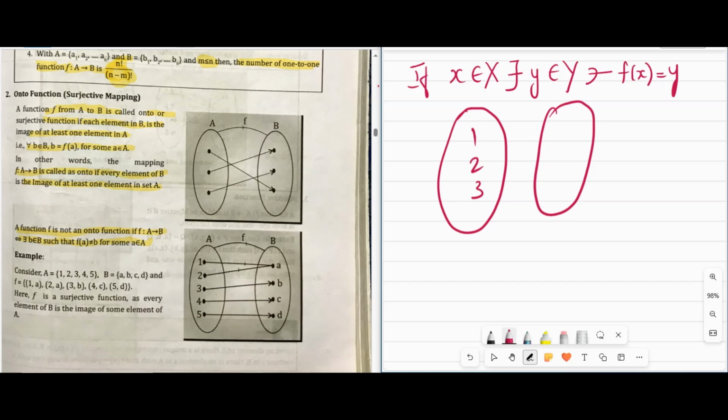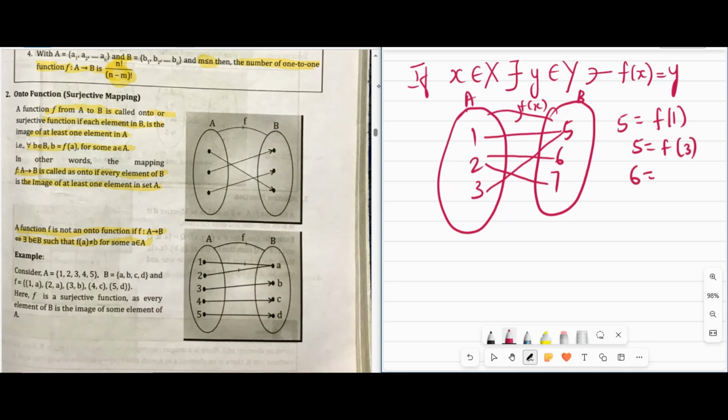Then here, 1 2 3 and 5 6 7. So here it is mapped. This is A and this is B. So here this is a function f of x. Then we can write this as 5 equals f of 1, 5 equals f of 3, 6 equals f of 2, and 7 equals f of.